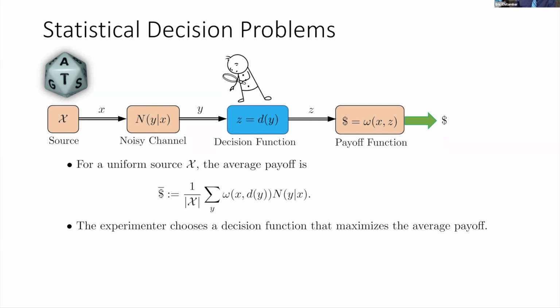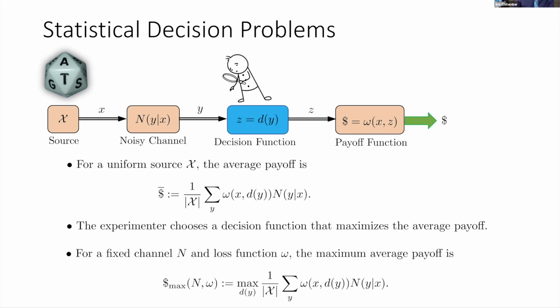All right. So in practice, the experimenter will want to choose a decision function that maximizes the average payoff. The experimenter knows the source, knows the channel, knows the payoff. And so he or she needs to decide what my function should be if I want to maximize this average payoff. Let's write this down as payoff max or dollar max. Here we're maximizing over all the decision functions.